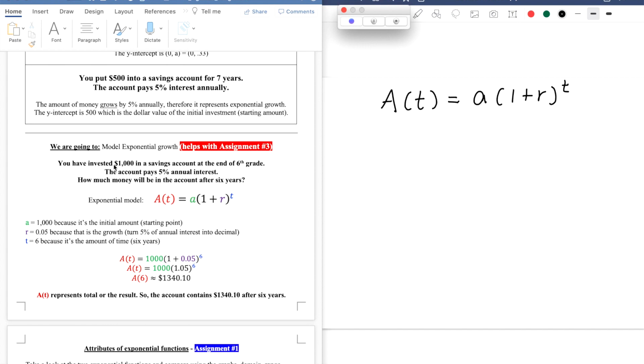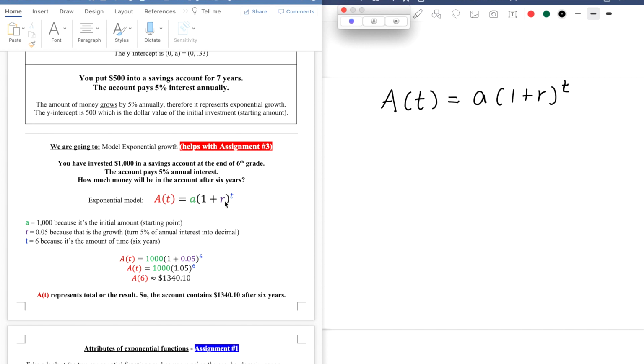You have invested $1,000 in a savings account. So that is your initial amount. So your a is 1,000. And right here I wrote a is equal to 1,000 because it's the initial amount, the starting point. Next, the 1 plus stays the same.